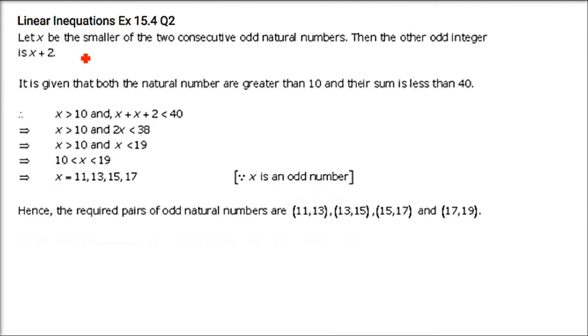The next question is: find all pairs of consecutive odd natural numbers, both of which are larger than 10, such that their sum is less than 40. Same question, almost the same. Now we have to see odd natural numbers. Natural numbers always start with 1: 1, 2, 3, like this up to infinity.